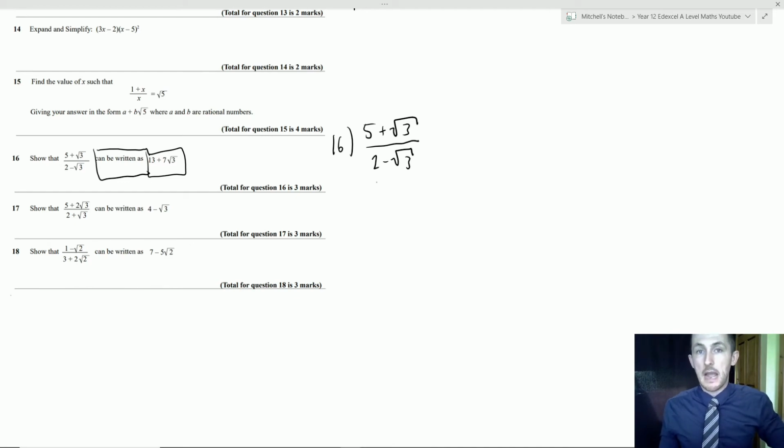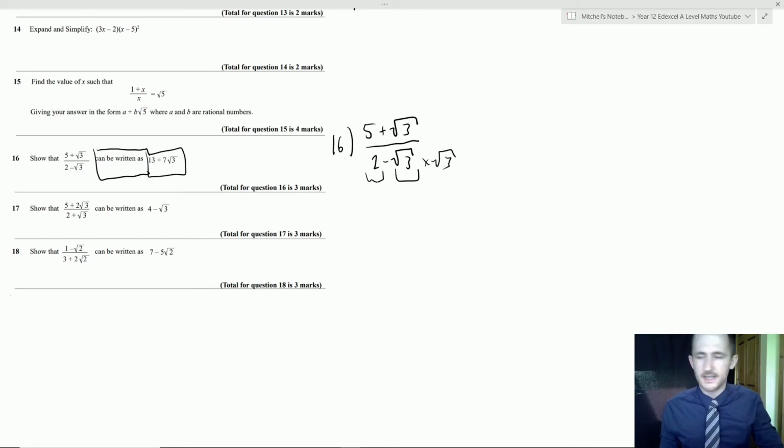So to rationalize this denominator, I told you that you'd have to times by the square root. However, if you have multiple terms in the denominator, you can't just times by the root, because otherwise you'll still have a root in the denominator, right? So if I times this by root 3, right, this would disappear, but this would then be 2 root 3. So it wouldn't work, okay?